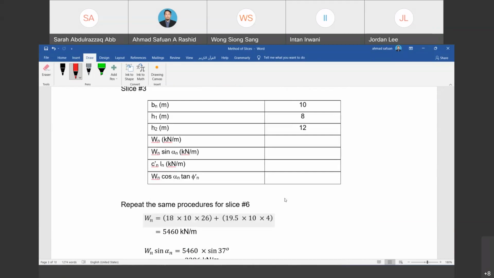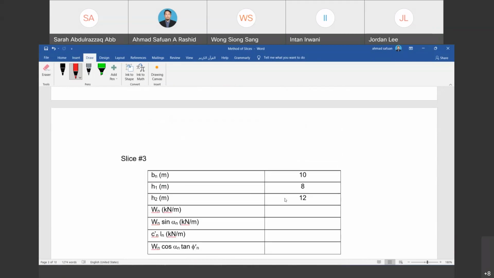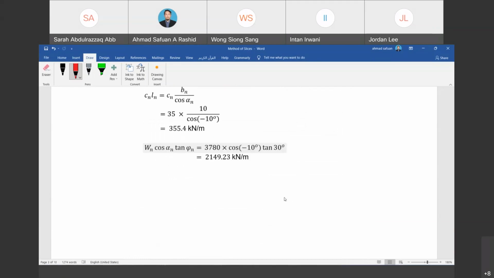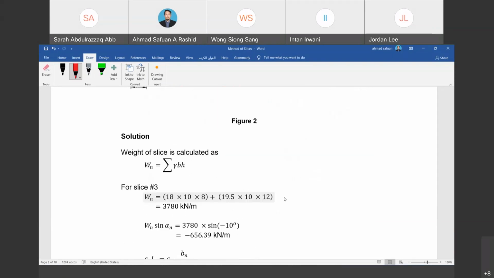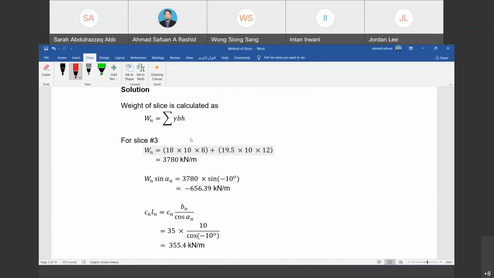So that is for the important value. The rest we may use the equation to solve it. So we look at the solution. That's why I told you this example is easy to understand. First, Dr. Kamaluddin shows how to determine the W.